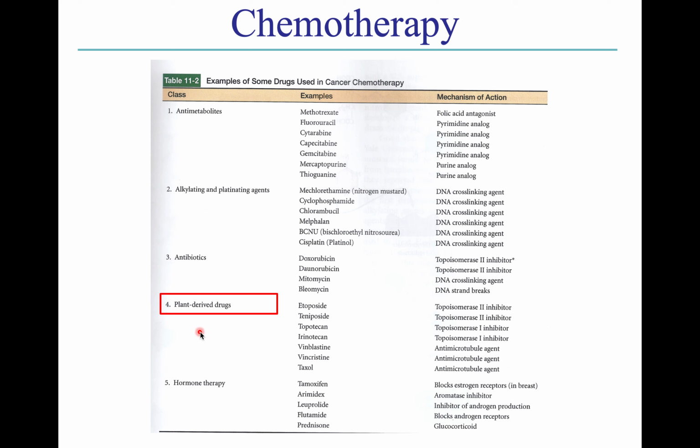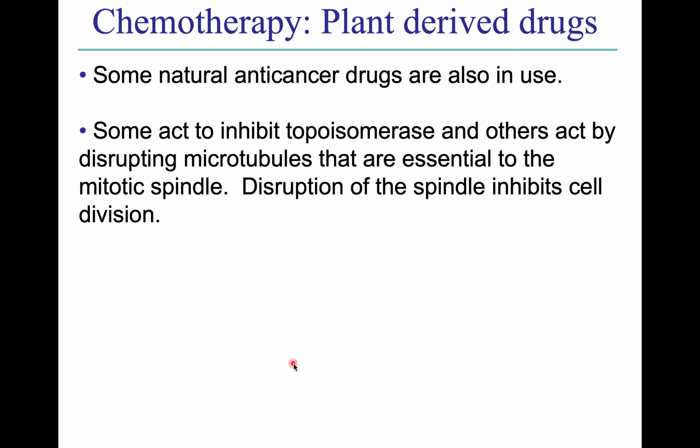Then the next group are the plant-derived drugs, which are just so named because they are originally isolated from plants. There are some very famous old chemotherapy agents in this class, things like Taxol and vincristine. So these are, quote-unquote, natural drugs, although, to be honest, the vast majority of drugs that we use were at least originally derived from plants. Sometimes we then figure out ways to synthesize them in the lab.